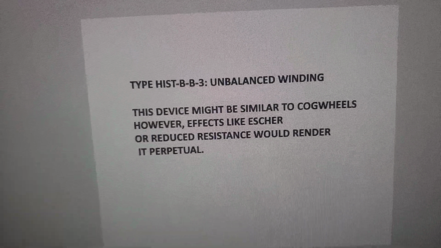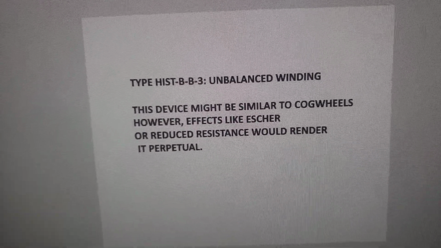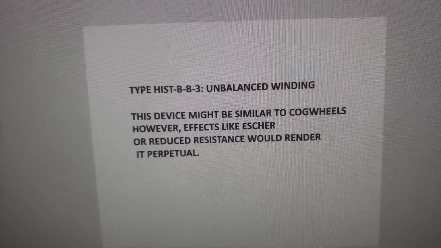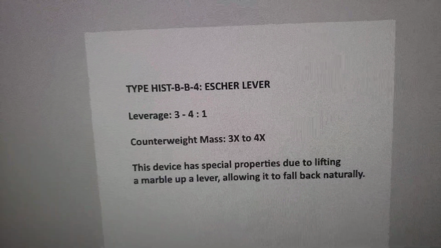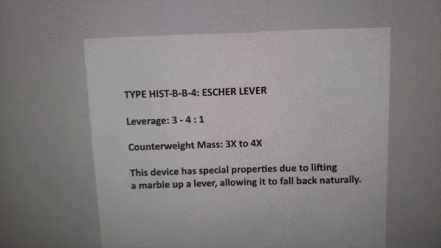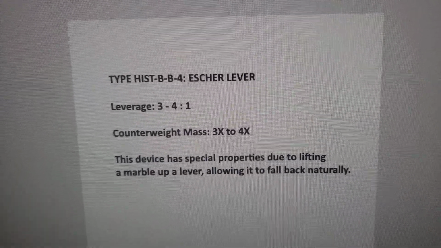Type history BB3, unbalanced winding. This device might be similar to cogwheels, however effects like Escher or reduced resistance would render it perpetual. History BB4, Escher lever. Leverage 3 to 4 to 1, counterweight mass 3 to 4 times.